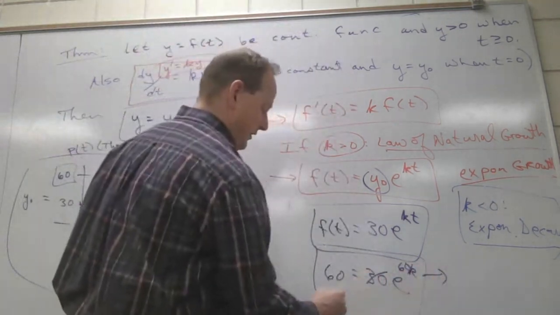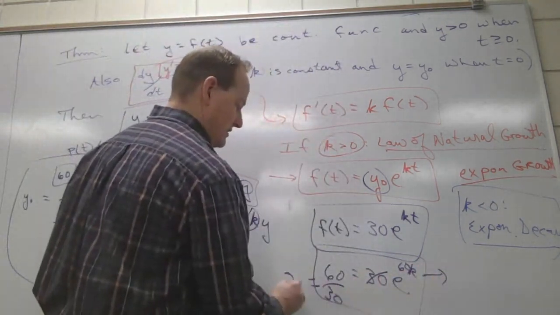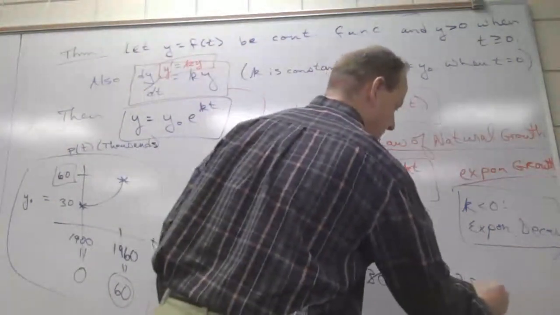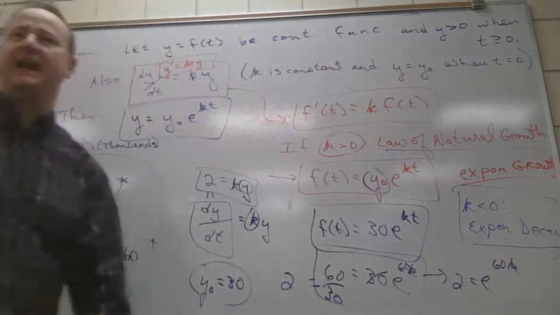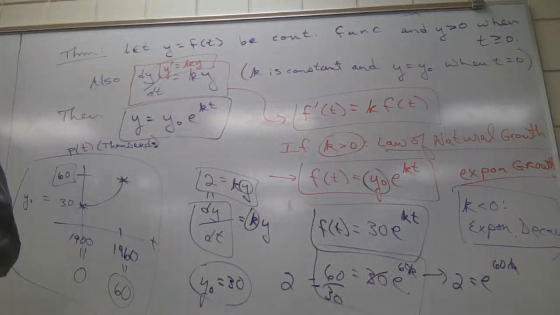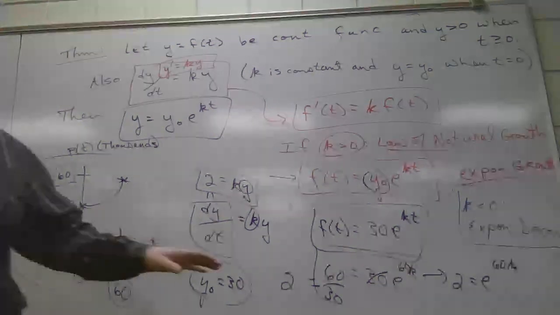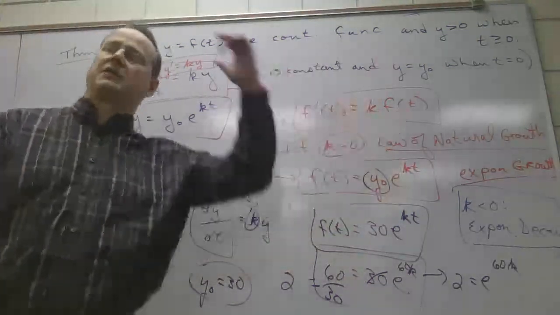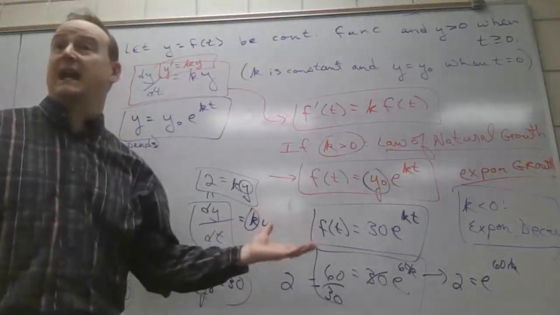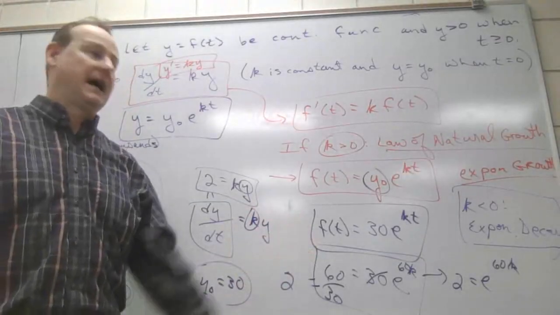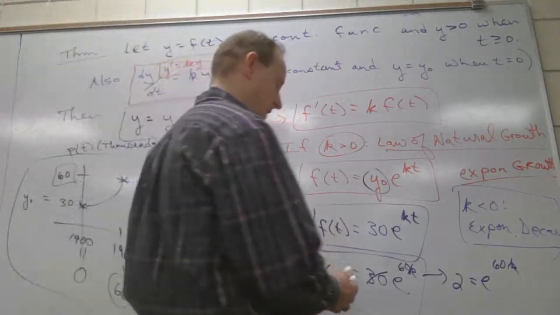So divide both sides by 30, right? And we get 2 equals e to the 60k. So the question is, how do you solve for k? We have the time, but we're not going to answer the question of what the population will be in 2010 yet. We need to find k to do that, right? How do I solve this equation for k?